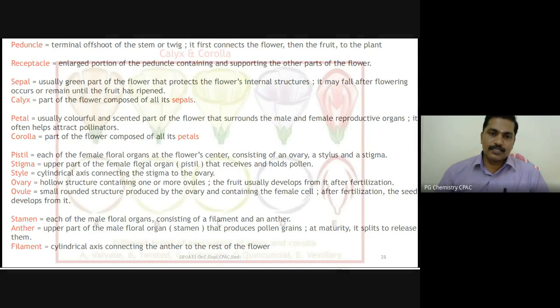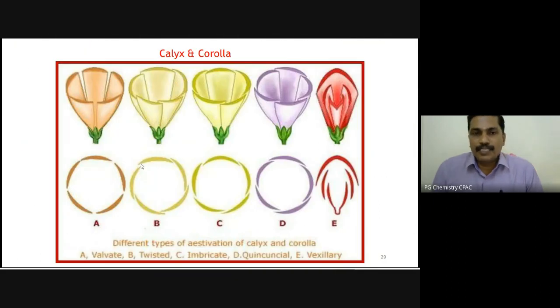You can discuss. Okay. Then this is the arrangement of the calyx and corolla. When you see the flower, you must see the arrangement of the calyx and corolla, I mean, how the petals and sepals are arranged. That arrangement is called estivation. Okay, different types of estivation. The arrangement of calyx and corolla is called estivation. So there are different types.